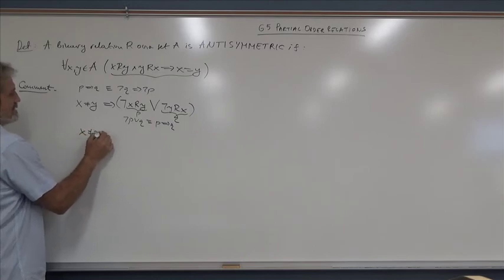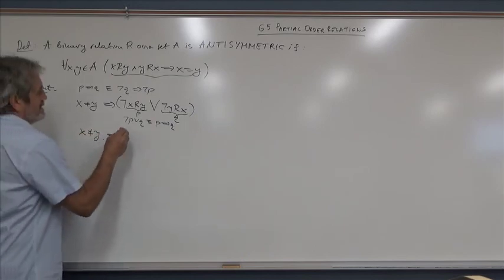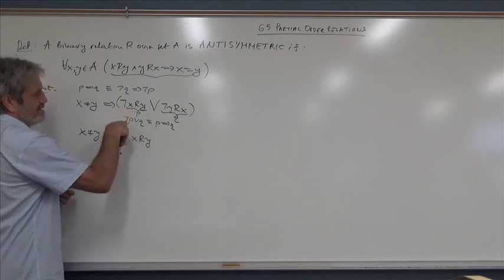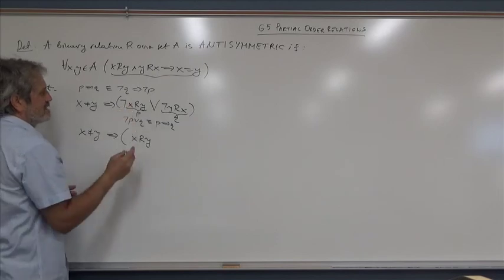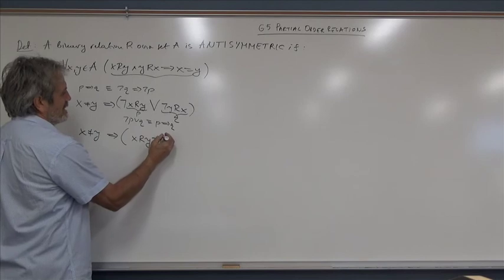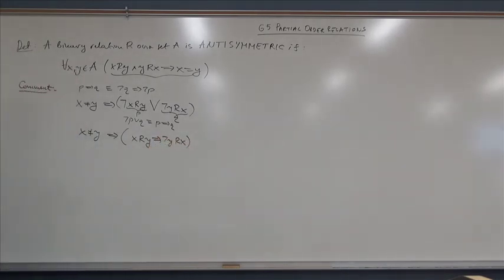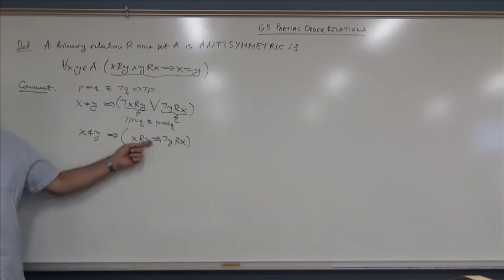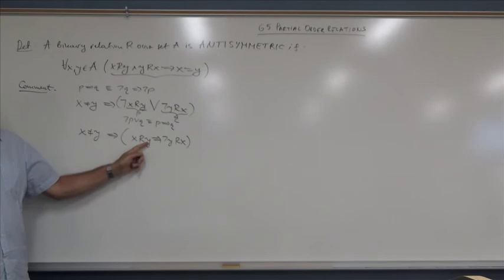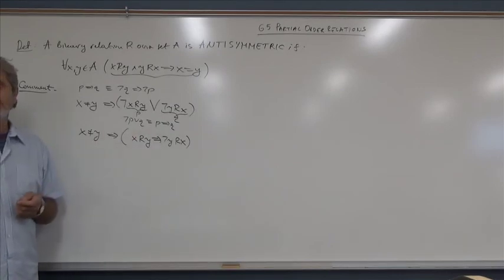So we get the following: if x is not equal to y, then xRy, because that's P. Not P is everything, so P is just what I included in a curly bracket, implies not yRx. So if you read it this way, it says the following: outside of the diagonal, wherever two elements are related in one order, it's prohibited that they are related in the opposite order.